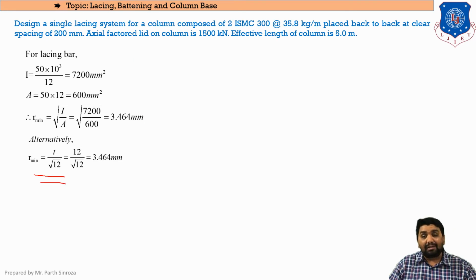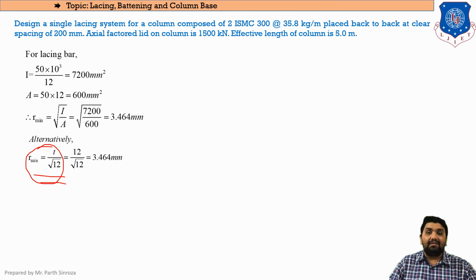Now keep in mind, this equation is only for a rectangular section. It is not applicable for either a channel section or an I section or an angle section. This equation is only applicable for a rectangular section. And as our lacings are rectangular in section, you can use this equation, that is r minimum will be equal to t by under root 12.